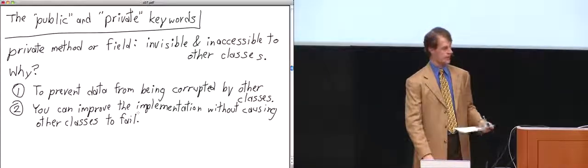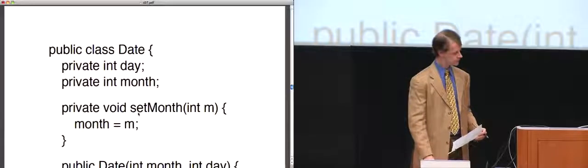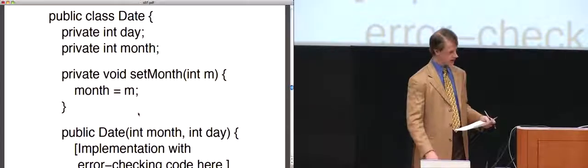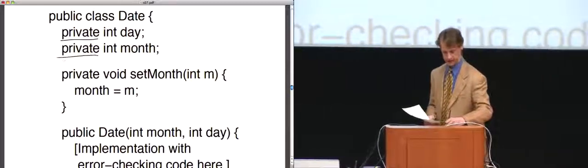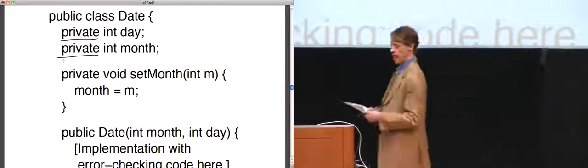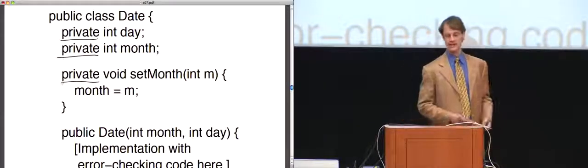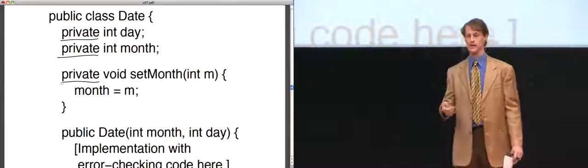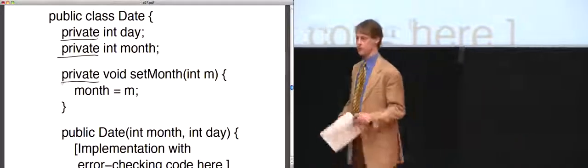I want to give you an example of code that shows what private actually does. So, here I have a date class, and I've declared two of its fields private, the day and month, so that other classes can't come in and change my dates. And I also have, just as a demonstration, a private method called setMonth that allows me in my class to change the month in a date, but doesn't allow other classes to just go in and change the month willy-nilly.